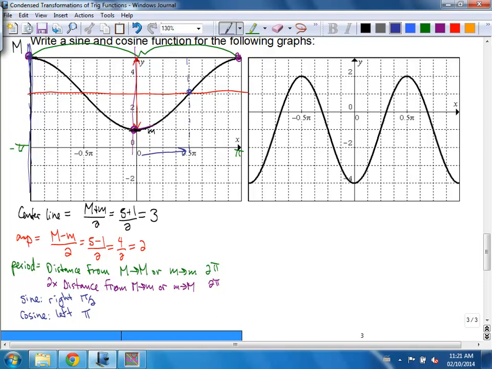So I'll put the pieces into a function for you. One of them could look like this. And the other one could look like this.